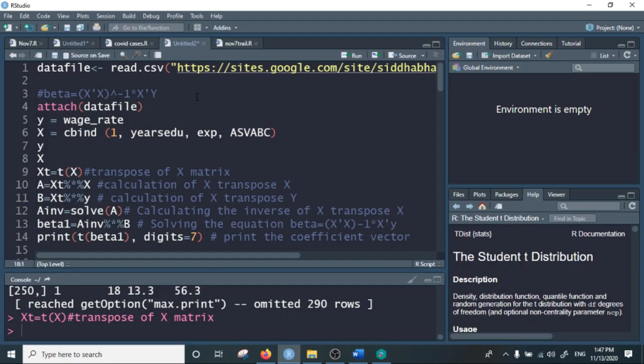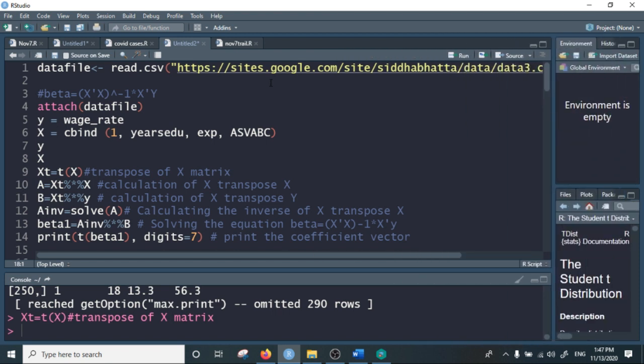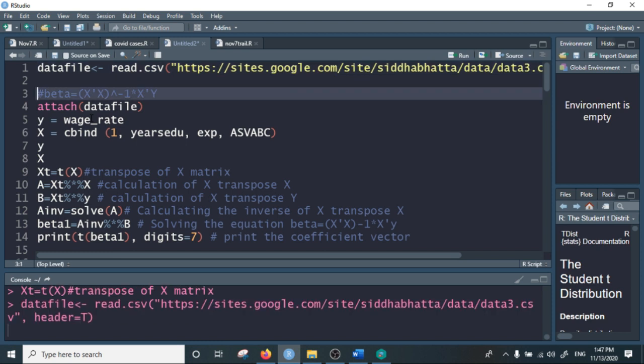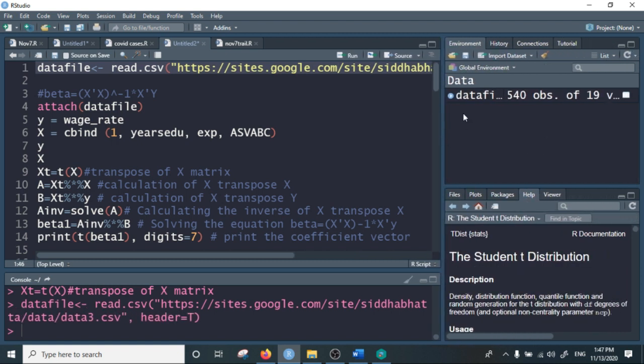Now let me move to RStudio, in which I have written the code already. I have put this file in the description of this video. You can import the data set from the website, so there is no need to download the data and put it in your computer folder. Let me first download the data set. If I click run on this command, the data set will be downloaded from the website to your RStudio environment.